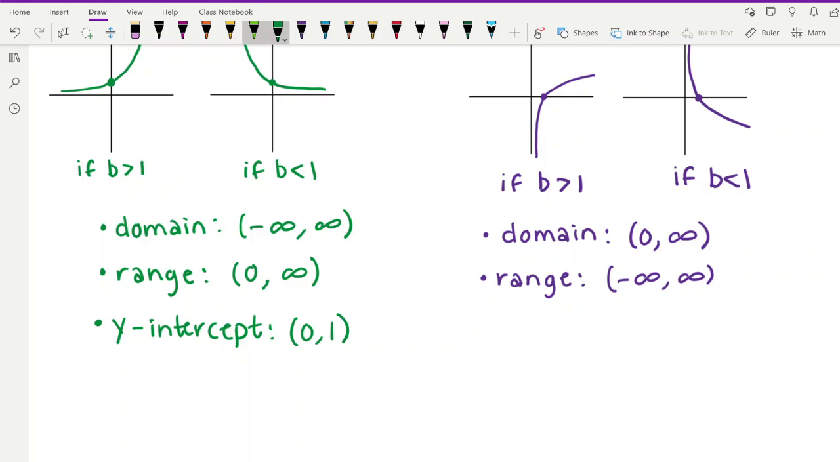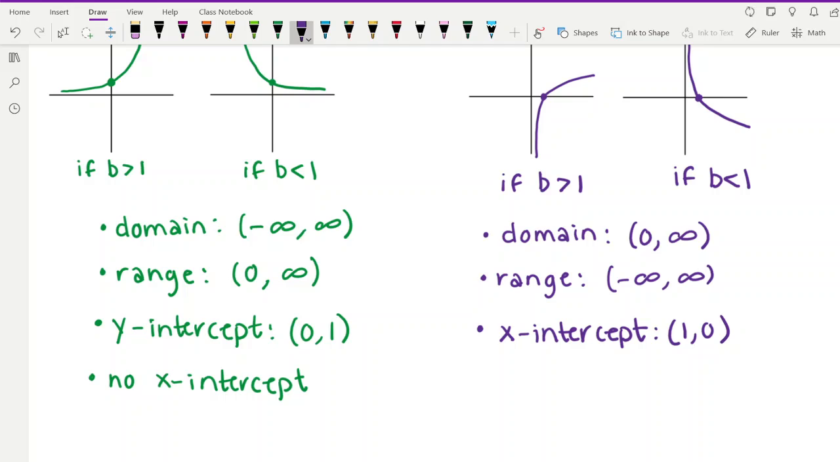And they also have no x-intercept, right? Because they have a horizontal asymptote that is on the x-axis. So they have no x-intercept. So for logarithmic functions, that basically all swaps. So instead of having a y-intercept of (0, 1), they always have an x-intercept of (1, 0). And they have no y-intercept because of the vertical asymptote.